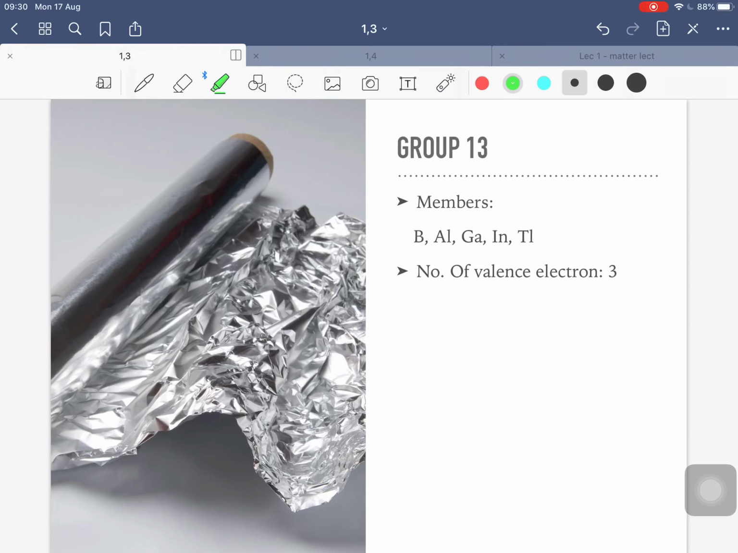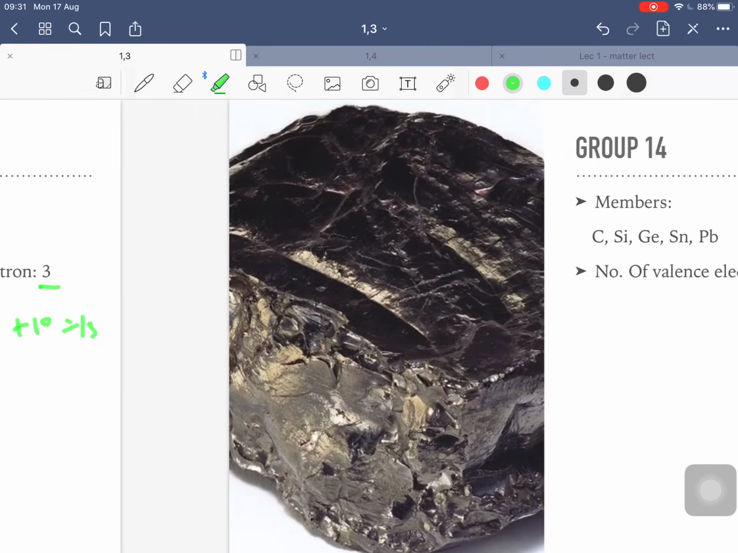Now, group 13. These are the members, and there are 3 valence electrons. Remember, it is group 13 because the number of valence electrons is 3, plus 10, that's why you get 13.